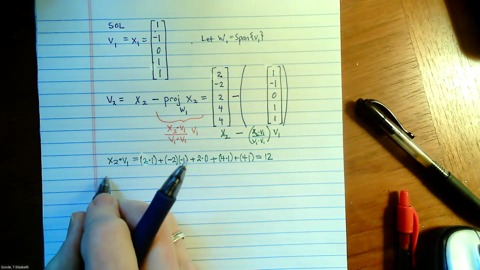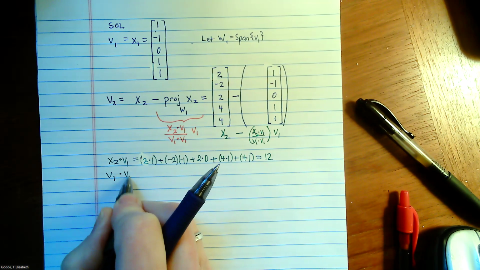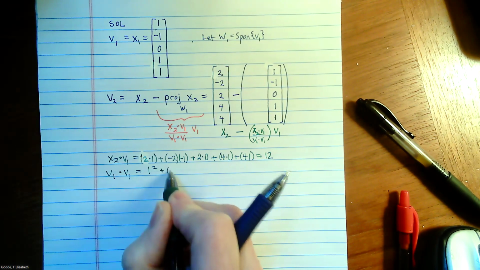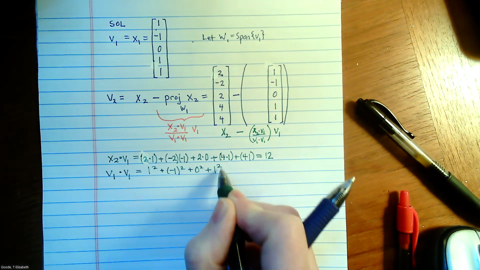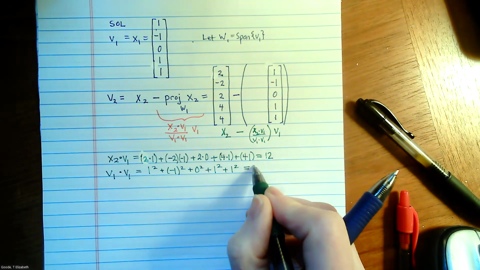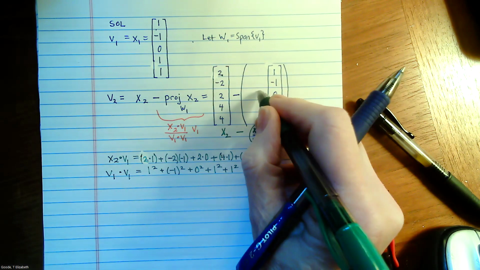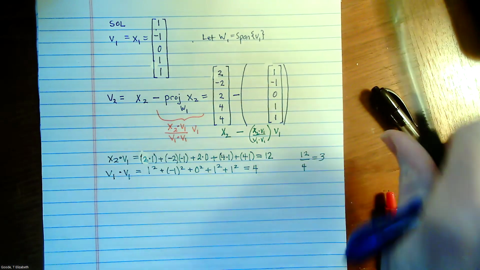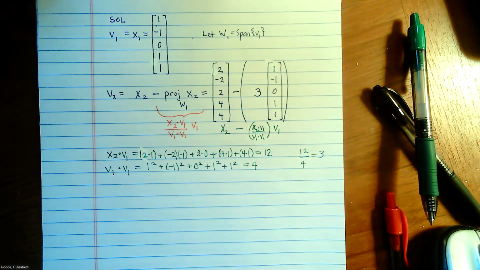What about v1 dot v1? You can just square these. It's 1 squared plus -1 squared plus 0 squared plus 1 squared plus 1 squared. You can just square the coordinates. So that's 4, and 12 over 4 is 3. It's going to be 3. So we're going to multiply this vector times 3.